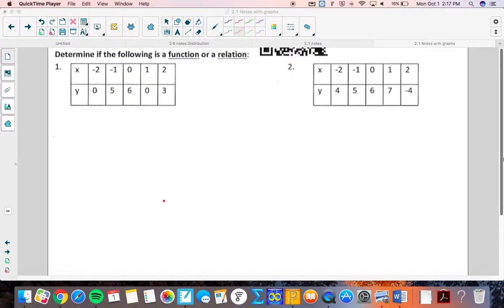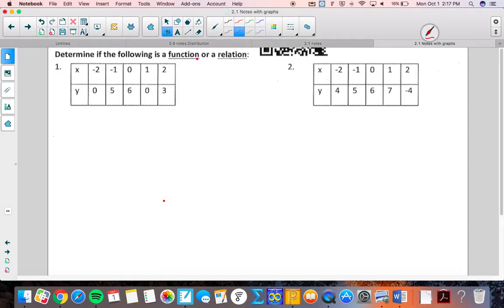Hello, this is section 2.1. So let's discuss whether things are functions or not. And if they're not, I'd like you to circle where they are, why they are not a function, where the problem happens.